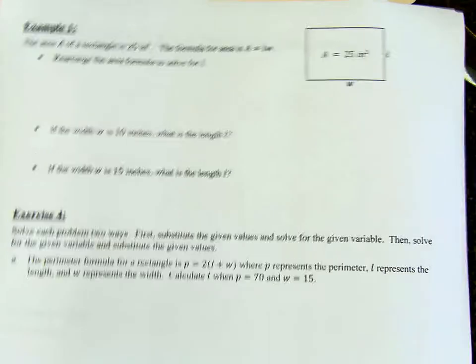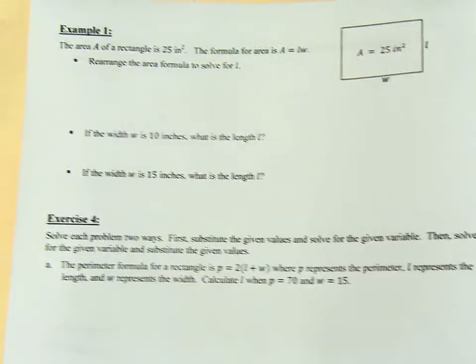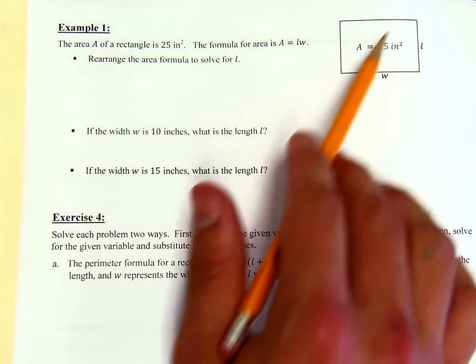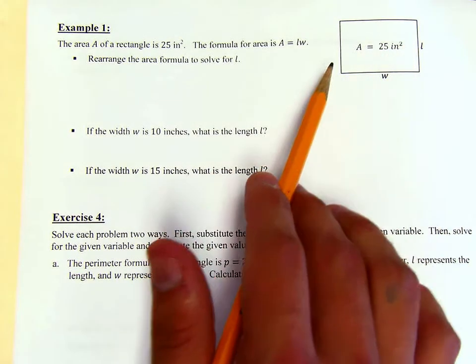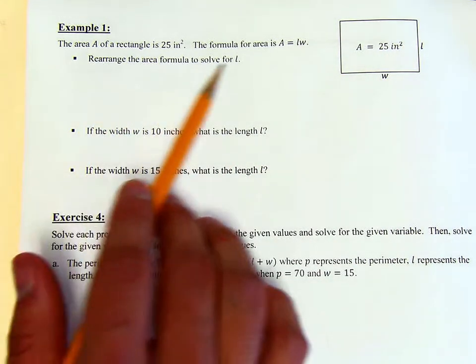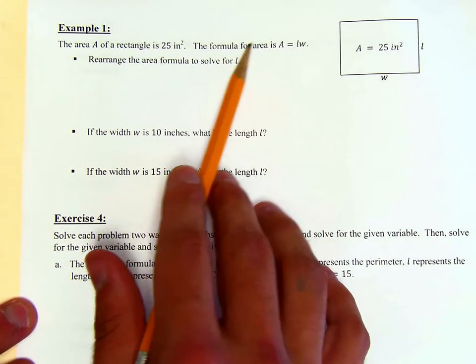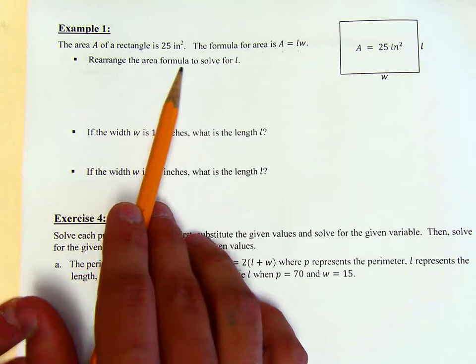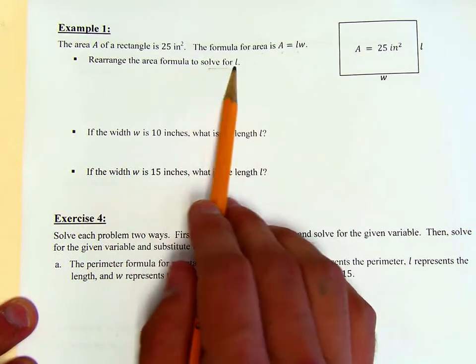Here, it says the area of a rectangle is 25 inches squared. So we have a rectangle. A rectangle has length and width. They want us to rearrange this area formula, because we have the formula for area is length times width. We want to rearrange this area formula and solve for L. So let's go through and do that.